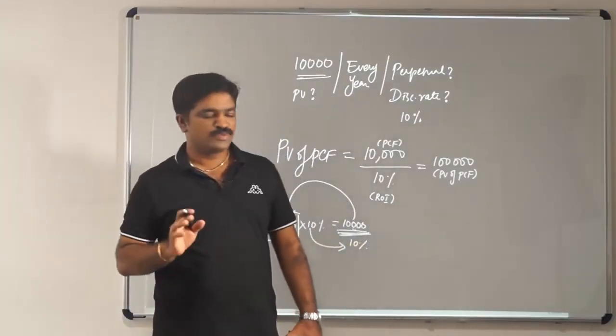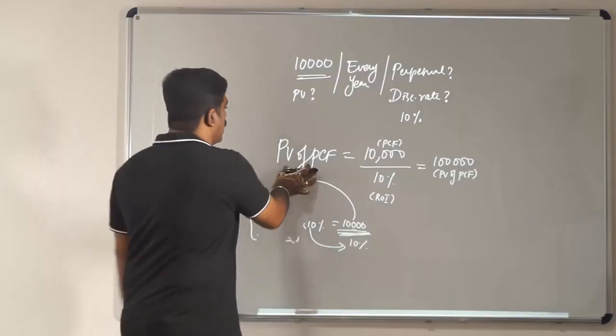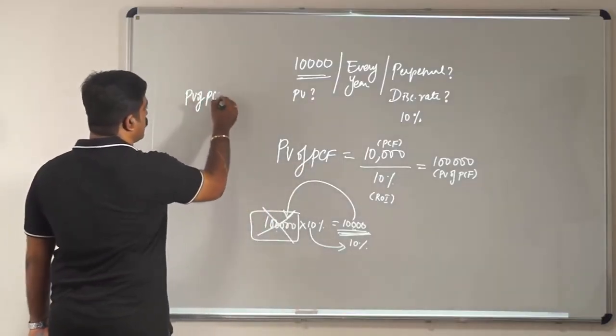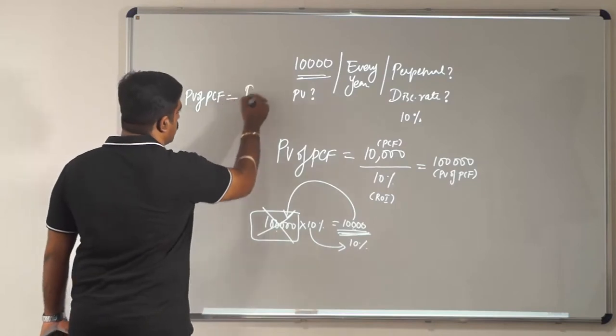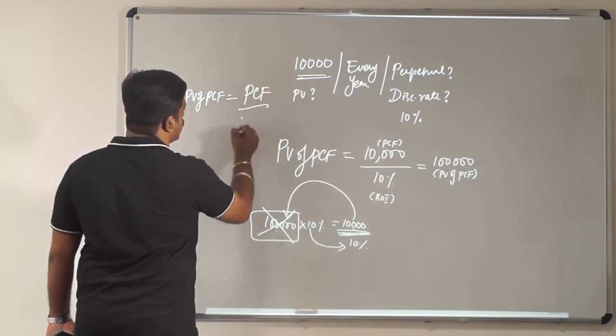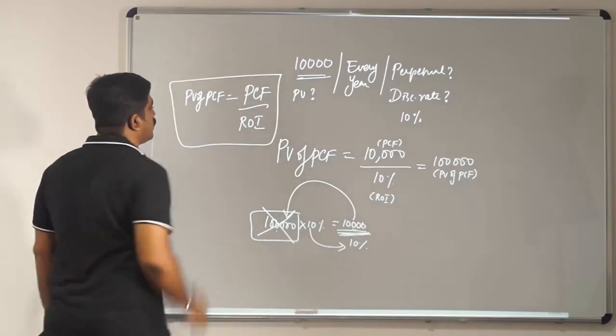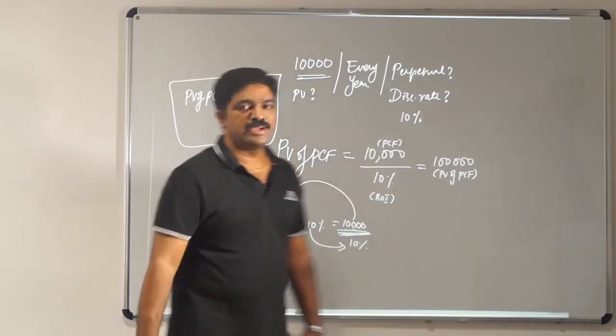So formula wise, it is very simple. I'll put it again. The present value of a perpetual cash flow is nothing but the perpetual cash flow divided by the rate of interest.